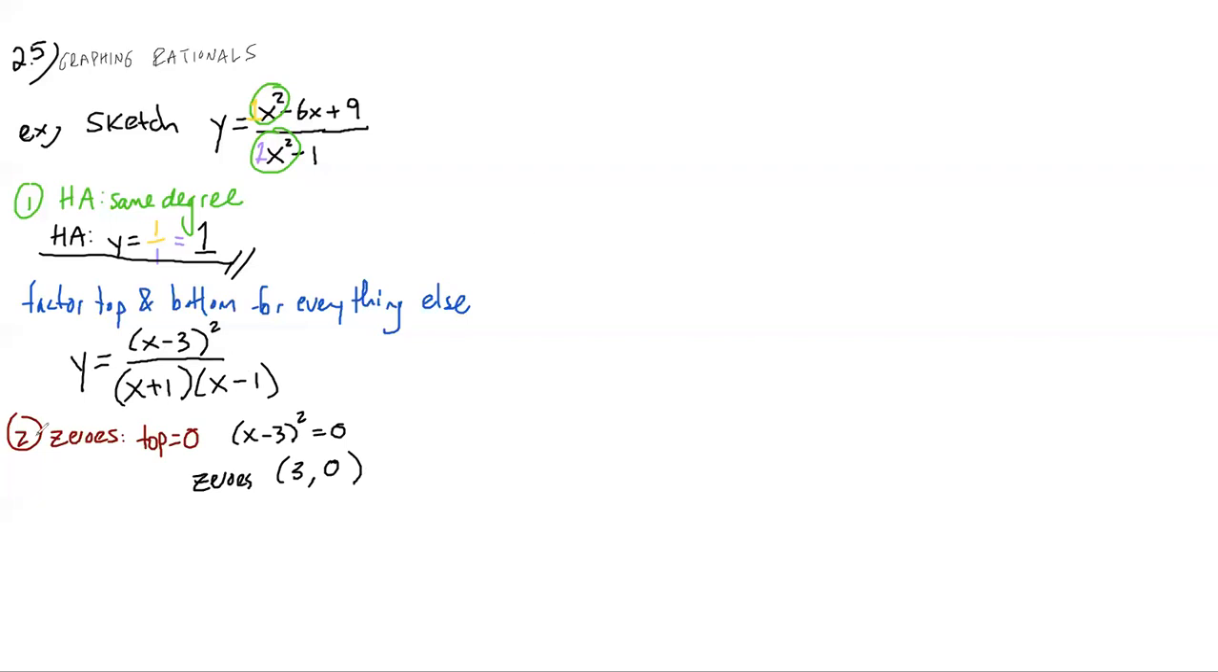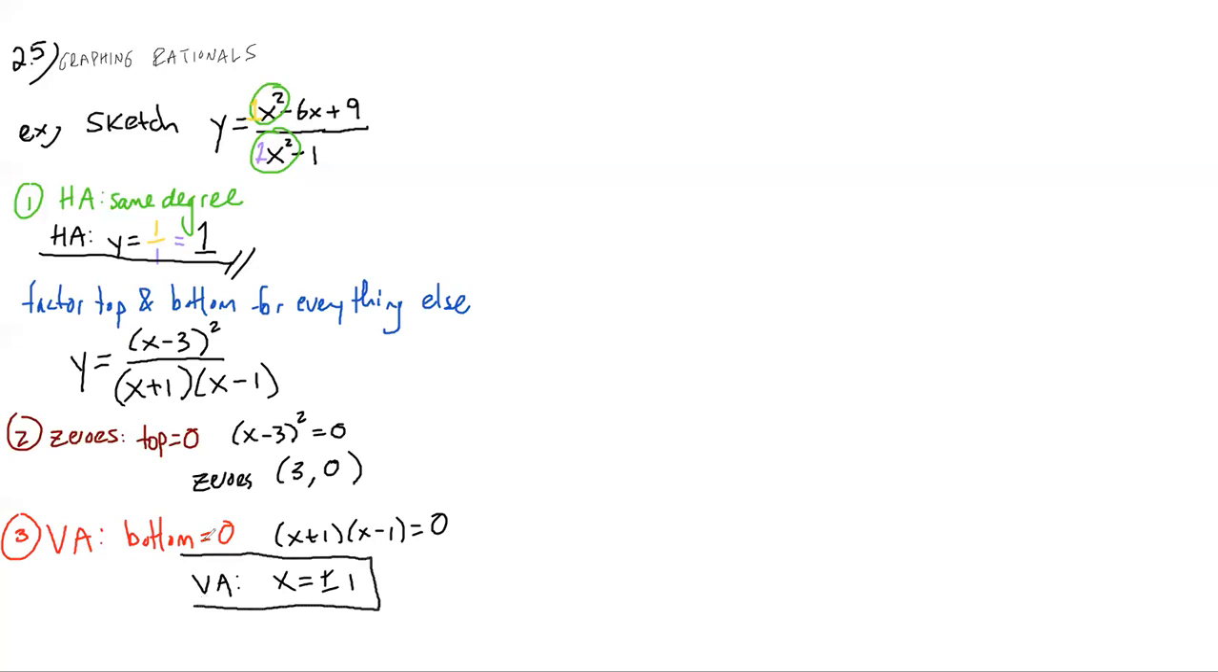My vertical asymptote. And so remember, in that simplified form, that's where the bottom is equal to 0. So that's where we're going to have x plus 1, x minus 1 equals 0. So x is plus or minus 1. So I'm just going to put a box around all of this information. I'm going to need it all to put my graph together.